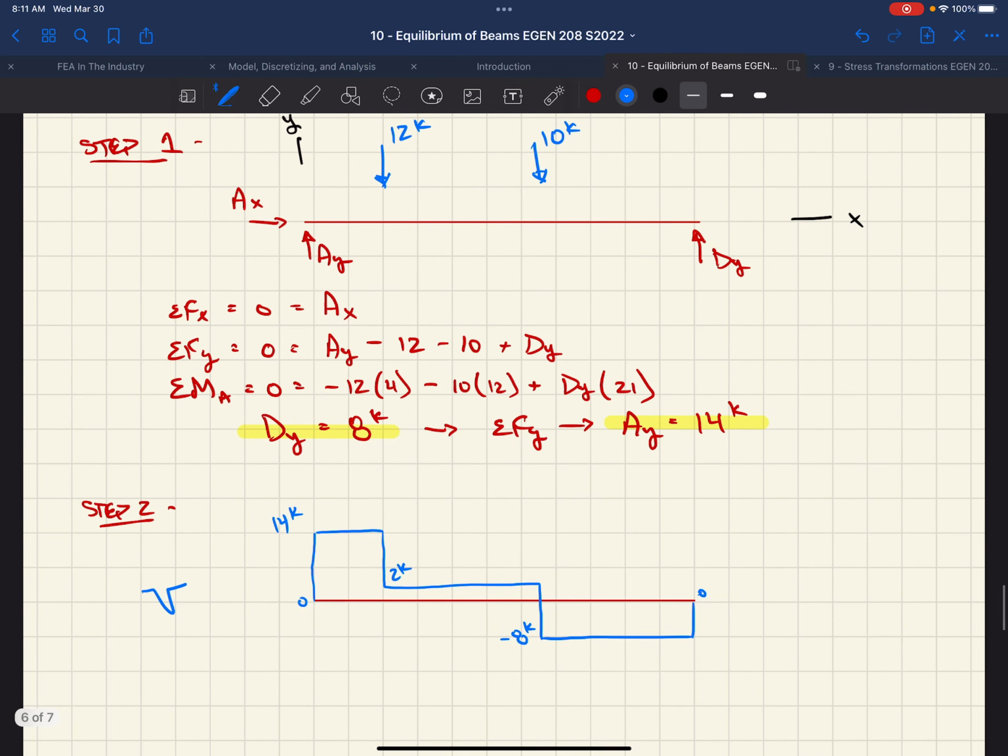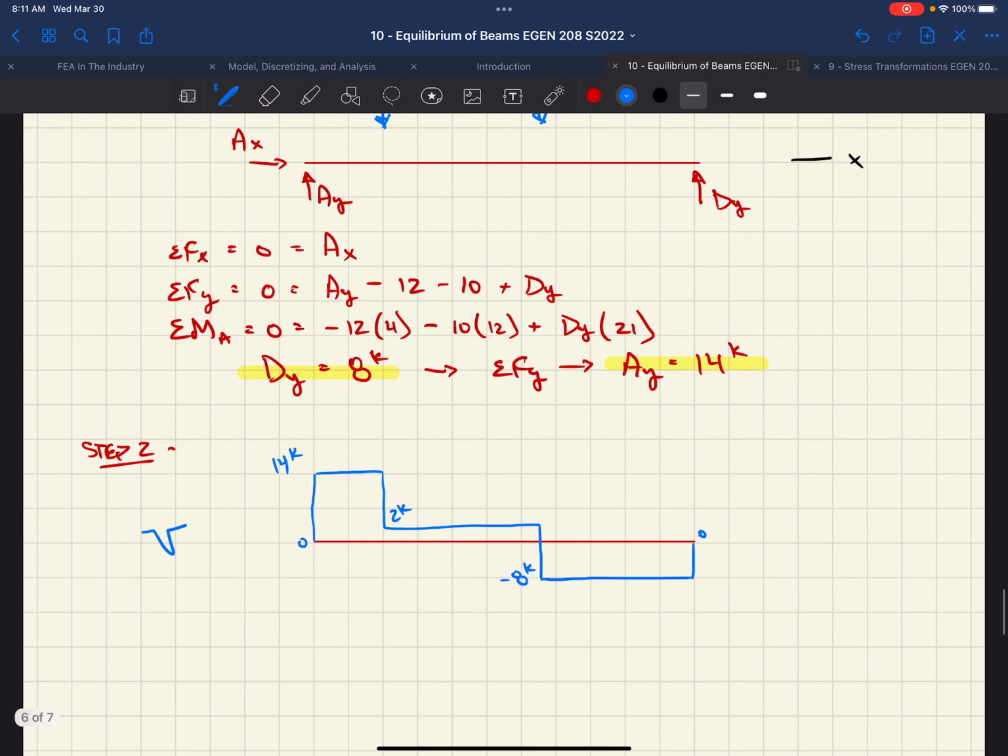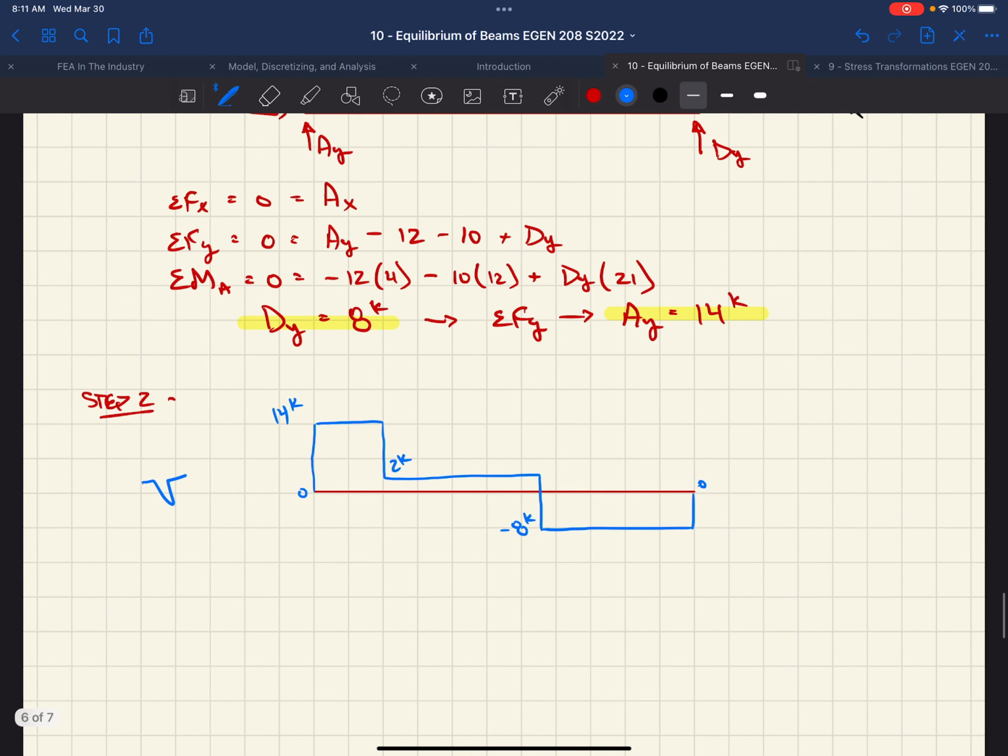This is another validity check on our statics, right? Dy and Ay. We're starting at 0. We should end at 0, right? Shear force is going to be 0. It's going to get taken out by that reaction. So that is our shear force diagram, right?